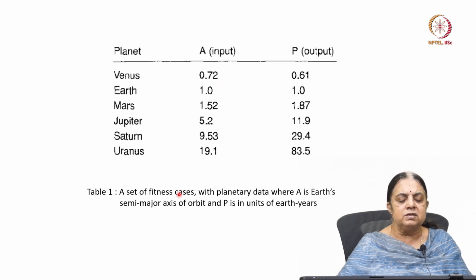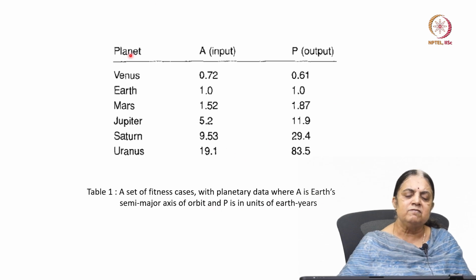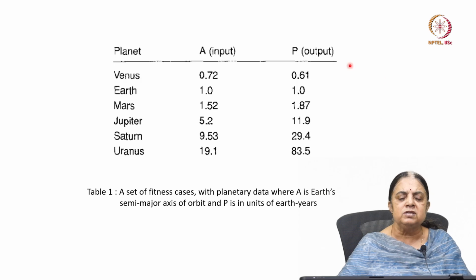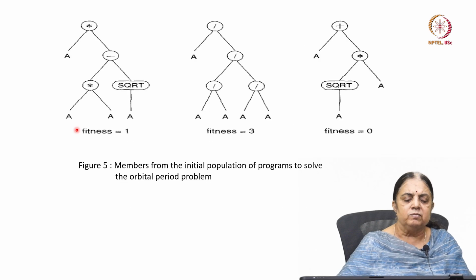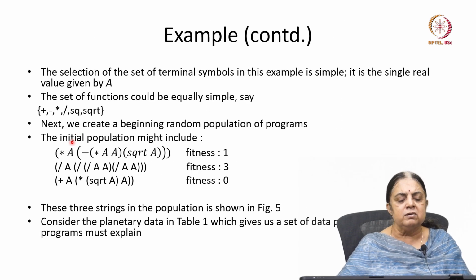So this gives a set of fitness cases with planetary data, where a is Earth's axis of orbit and p is in units of Earth years. We have this table, so we can make use of it, since we are getting a relationship between p and a. We can see here in this particular case, in all those 6 cases that we have seen, in how many of those cases do you get the value?